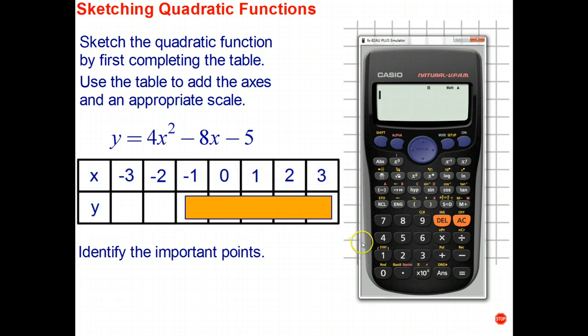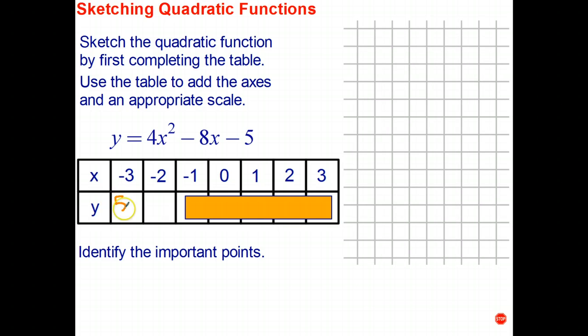Okay, so with the first one, 4 times, in brackets, negative 3 squared, subtract 8 times, and I'll stick with the brackets, not required in this case, but for consistency, I'll stick with the brackets. And I think I've got it all typed in correctly, and I get 55.